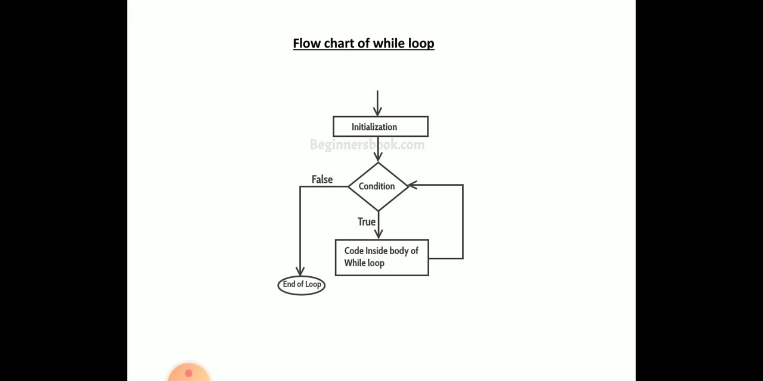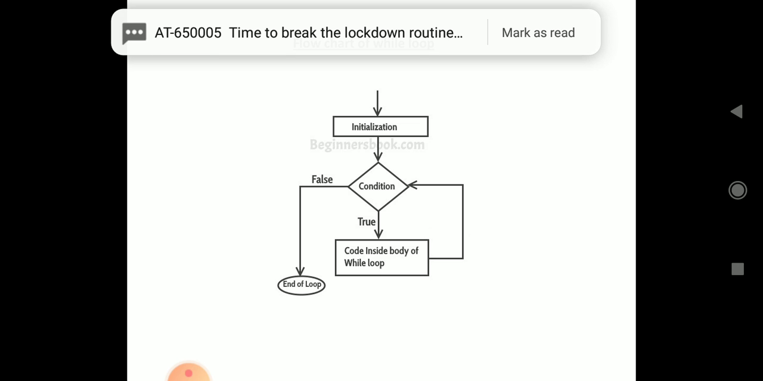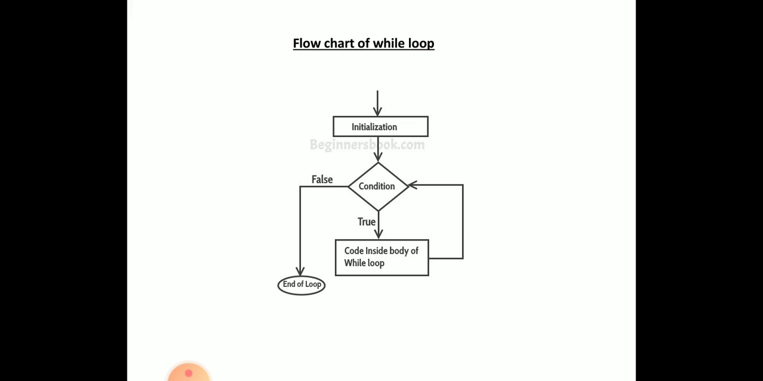That means the statements given inside the body of the loop will be executed repeatedly until the condition is found to be false. When the condition is false, it exits the loop. That means the body of the loop will be skipped, and then it executes the statements given outside the body of the loop.